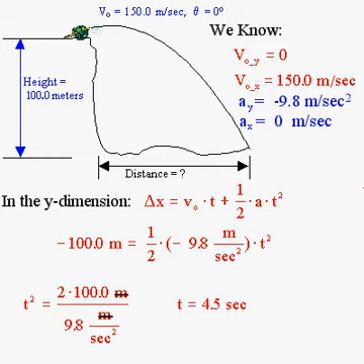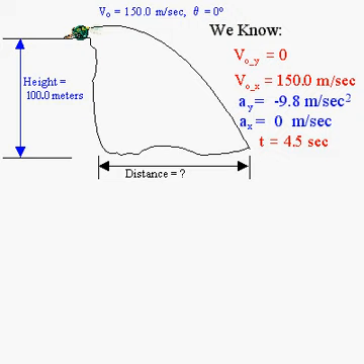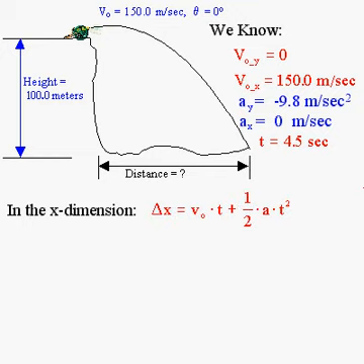So we can take that 4.5 seconds and stuff it into the we know column. So in addition to everything else, we know that the time that the cannonball travels is 4.5 seconds. Well, it turns out that that's the crucial piece of information we need to calculate the distance traveled in the x dimension. If we look in the x dimension, we now know the initial velocity, we know the acceleration at 0, and we also know the time it travels. From that, we can calculate distance if once again we use equation 2.19. Delta x equals v naught t plus 1/2 at squared.